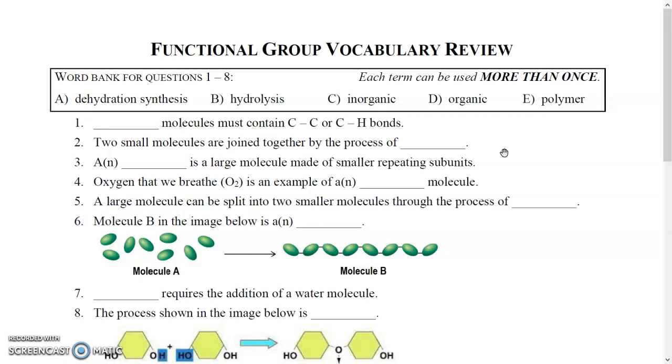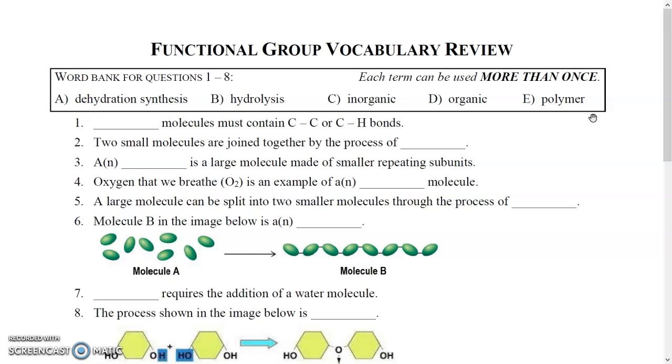In question 3, a or an blank is a large molecule made of smaller repeating subunits. Correct answer for 3 is going to be E, polymer. And remember, poly means many. Mer, M-E-R, just means a unit of something, a piece of something. So polymer is a large molecule made out of many small pieces of molecules. And remember, the small ones are called monomers. We'll get to that. That's our answer choice in the next section.